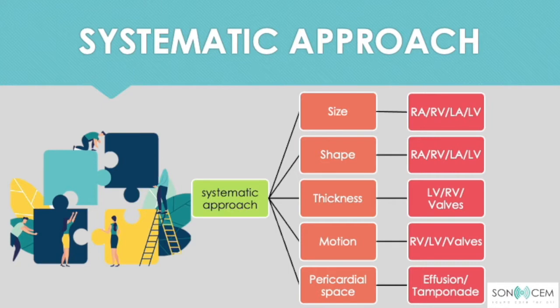And then you move to the motion. How's the contractility of the RV? How's the contractility of the LV? How's the movement of the valve? And lastly, pericardial space. Either there is effusion or cardiac tamponade.